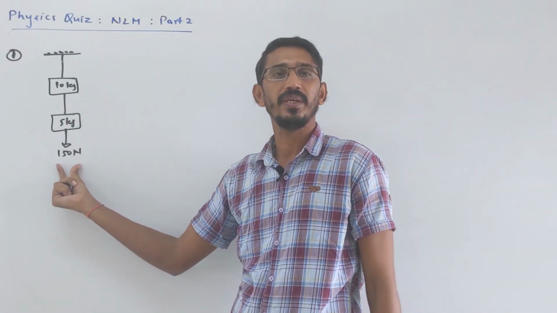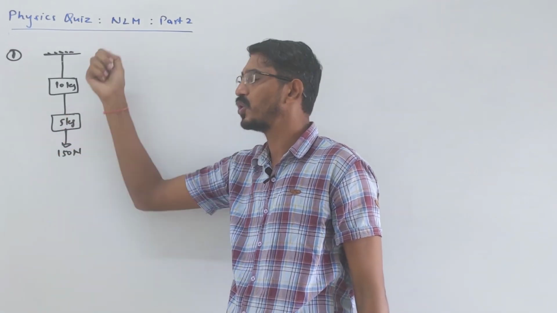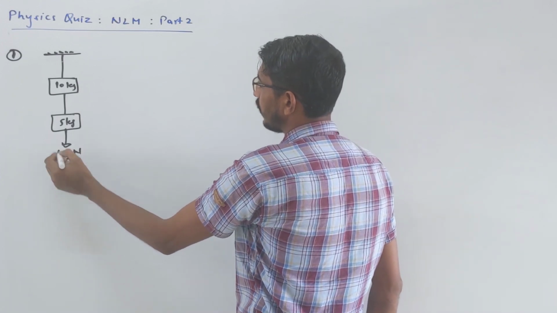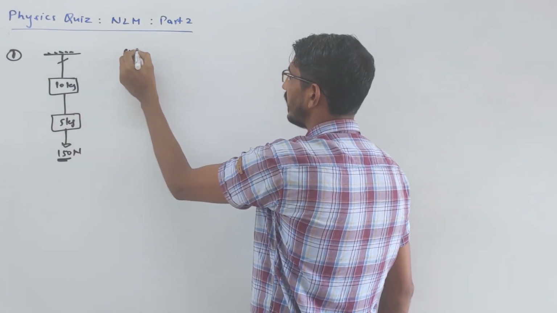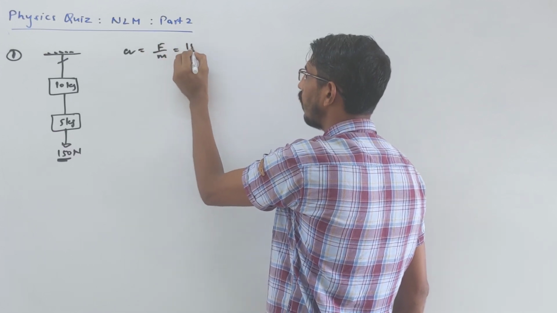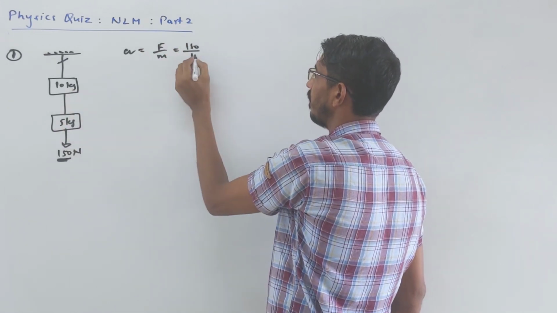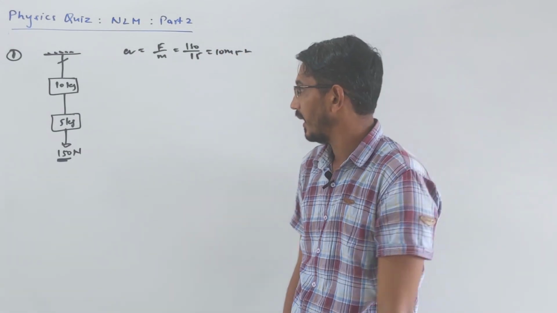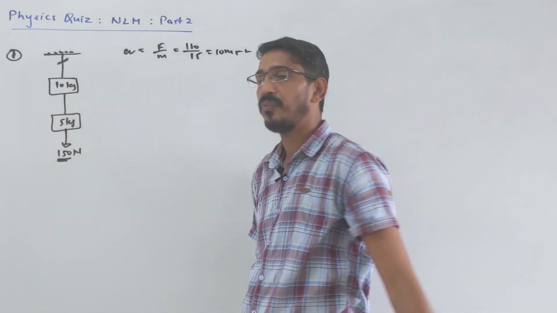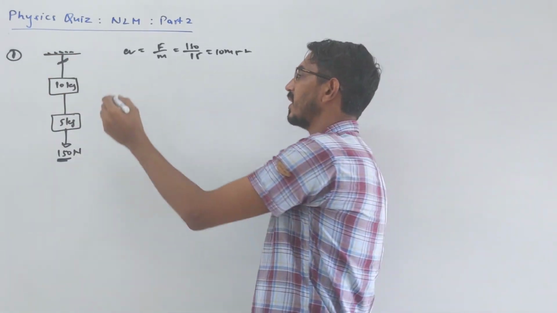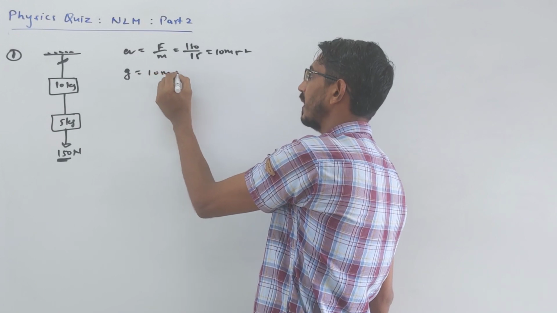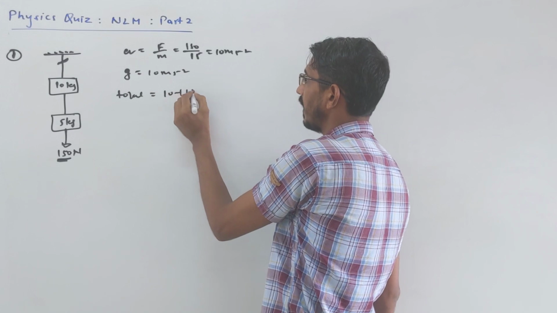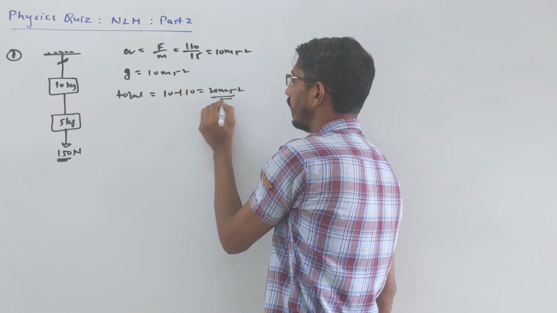So this force will also produce some acceleration downward. Let's calculate the acceleration produced by this force when you cut here. The acceleration by that force will be F by m, 150 by the total mass 10 plus 5, 15. This becomes 10 meter per second square, right? Now as we have cut it, they are freely falling, so the acceleration due to gravity will be 10 meter per second square. So the total acceleration of this system will be this plus this, 10 plus 10, 20 meter per second square.